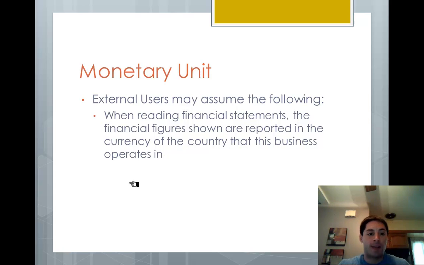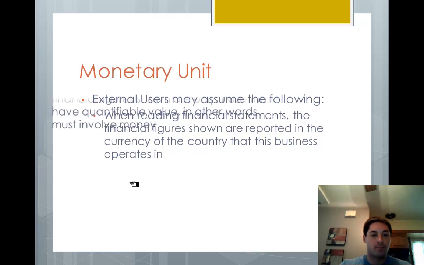Okay, so if the business operates in the United States, when you and I view their financial statements, we're going to read it based on the United States dollar, not the monetary unit that businesses in Germany would use. Why? Because we understand the dollar.